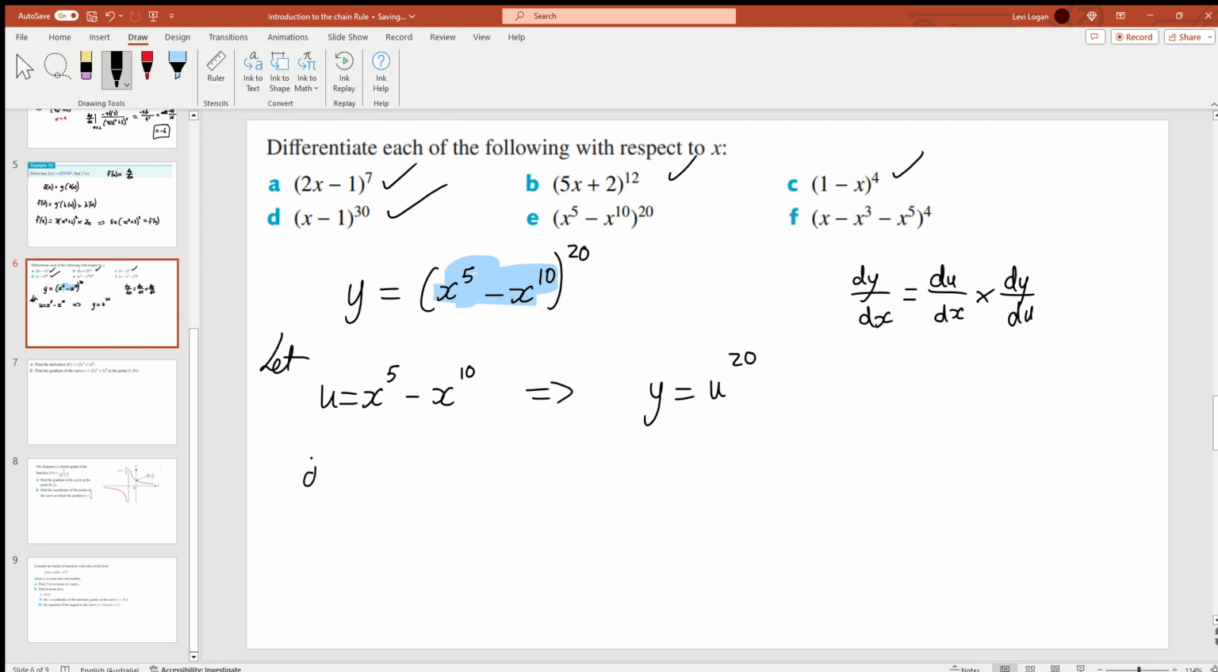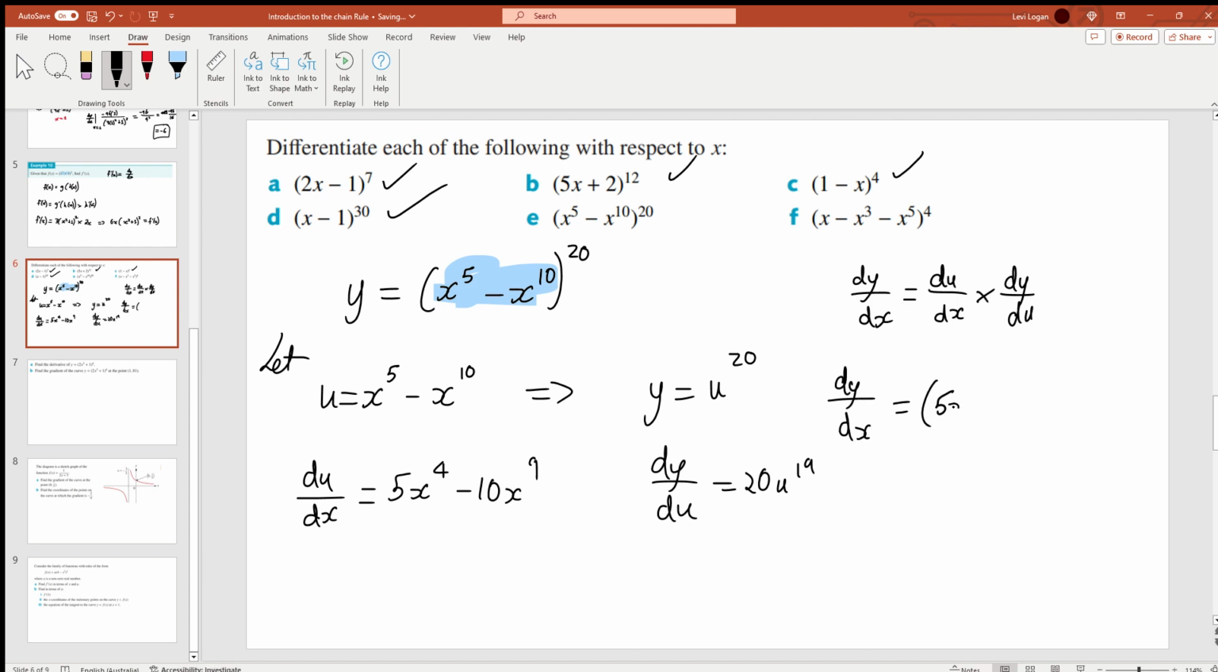Differentiate this side, so you're going to have du dx. Move that 5 down the front, so you have 5, and then subtract the power by 1, to the power of 4. Move that 10 down the front, so you have minus 10x to the power of 9. Then you're going to differentiate this side here, so dy du is 20u to the 19. So that means dy dx is going to be 5x to the power of 4 minus 10x to the power of 9 multiplied by 20.